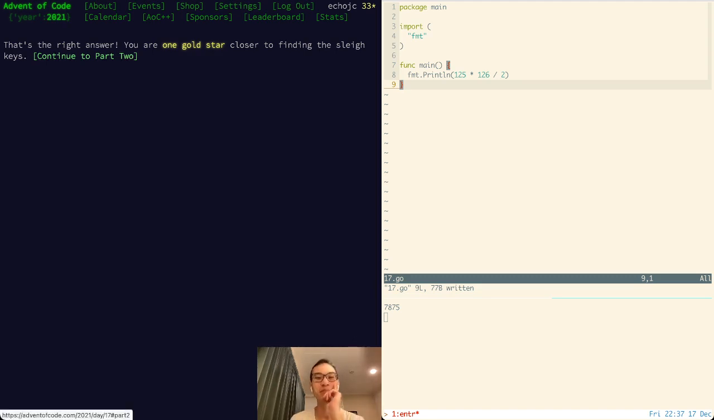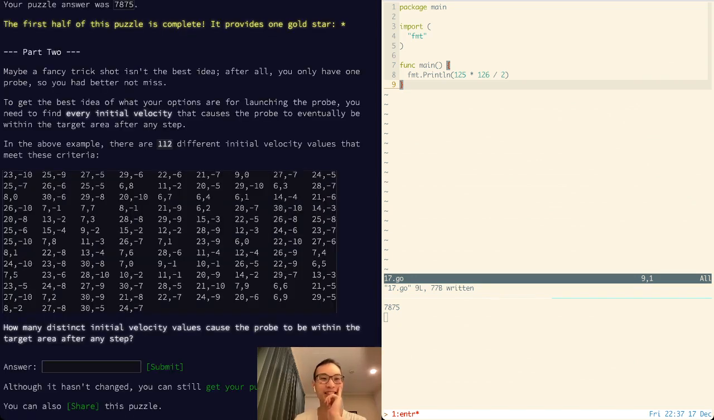Oh, that is the best solution I have had yet. Just mathed it. Oh, I wish I was doing this in real time. Oh man, that is the best solution I've had yet for an Advent of Code challenge.